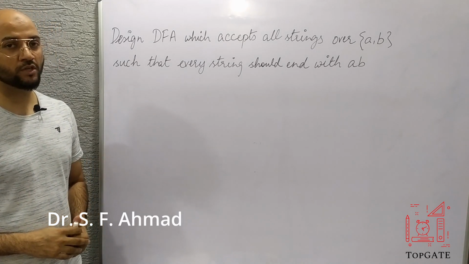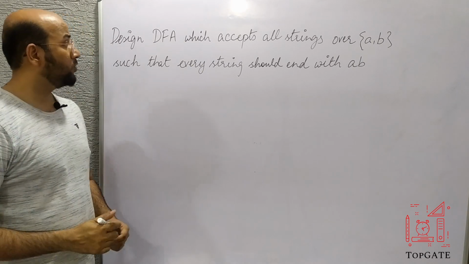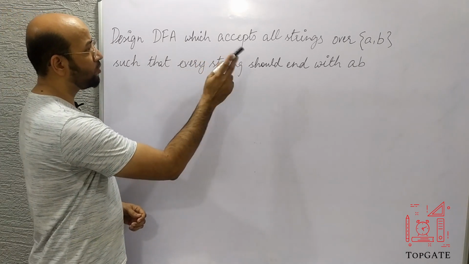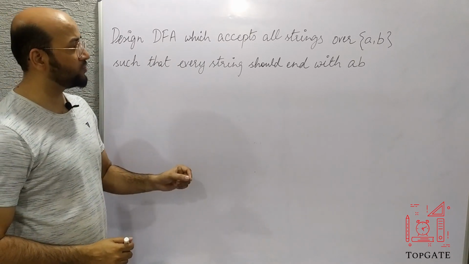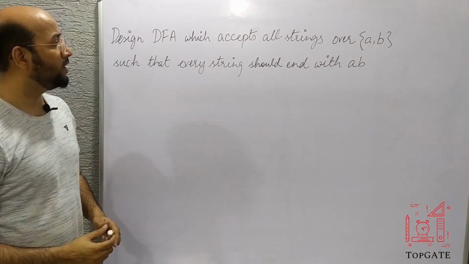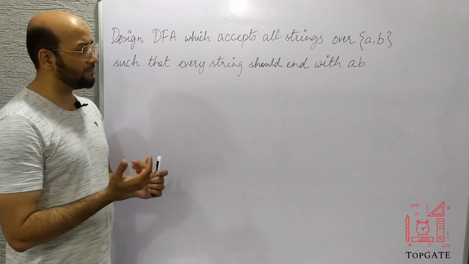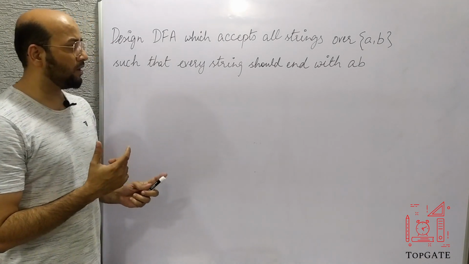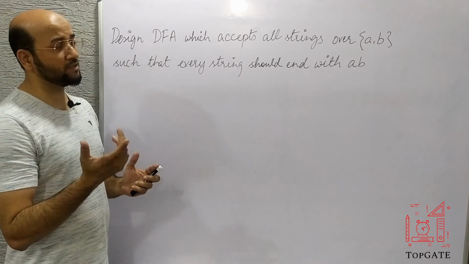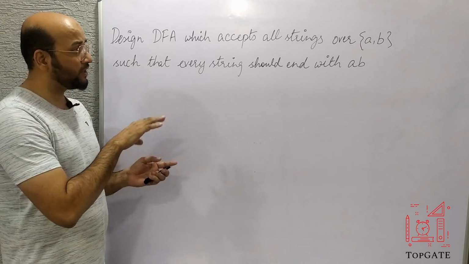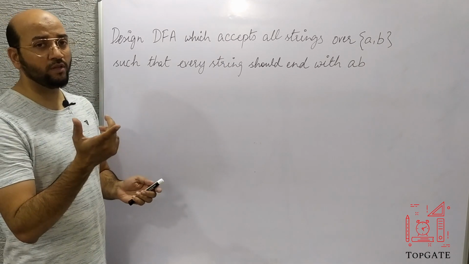In this video, I will discuss one more problem of DFA, that is to design a DFA which accepts all strings over the alphabet A, B such that every string should end with AB. In the previous video we have already discussed a similar kind of problem. In that one, we accepted all strings which contain AB as a substring, but in this one the string should necessarily end with AB.